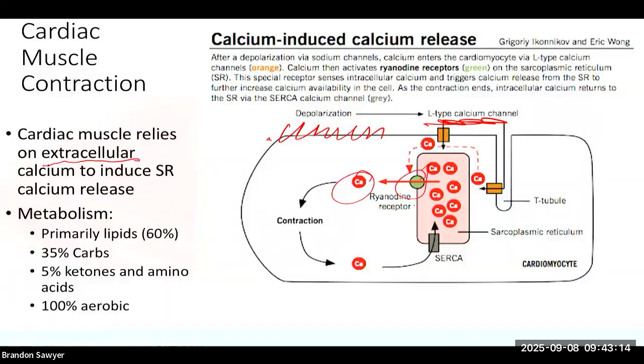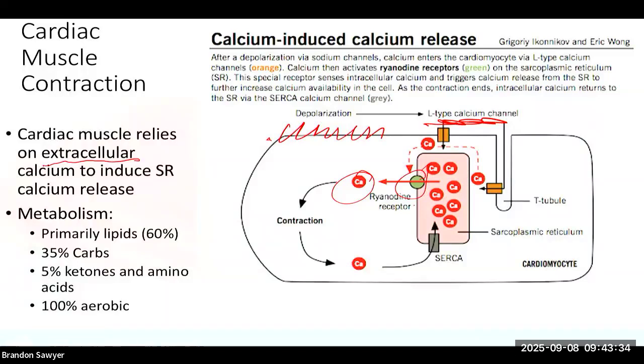And this also gives us some variability in how strongly we contract the heart too. We'll talk more about that when we get to the heart as well. But how much calcium flows in is going to dictate how much contractility we produce, right? And that's going to be changed by the sympathetic nervous system. So we can vary that a little bit more here.